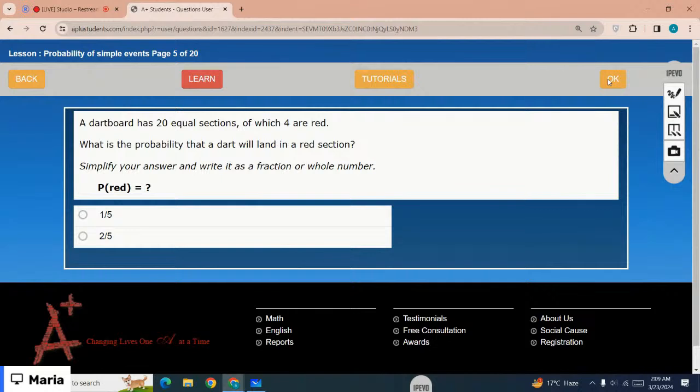The correct option is 4 over 20. That is 1 out of 5, right? Option number 1 is the correct option, right?